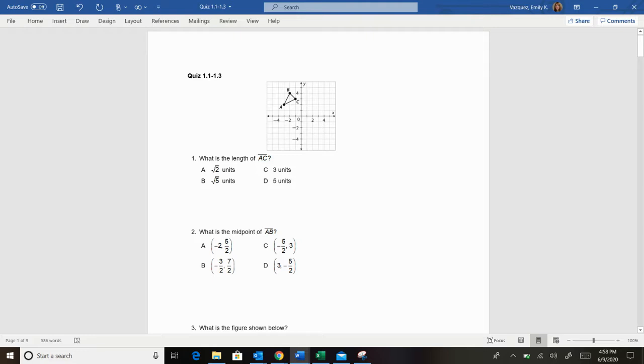All right. So we're going to go ahead and do 1.1 through 1.3. This is a wonderful review for your guys' unit test that will be tomorrow. So you do need to know all of these. They will probably be on the test for tomorrow, okay?